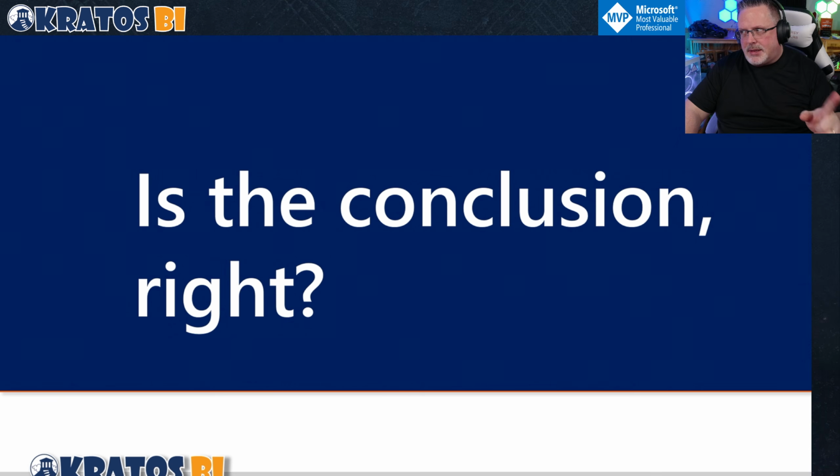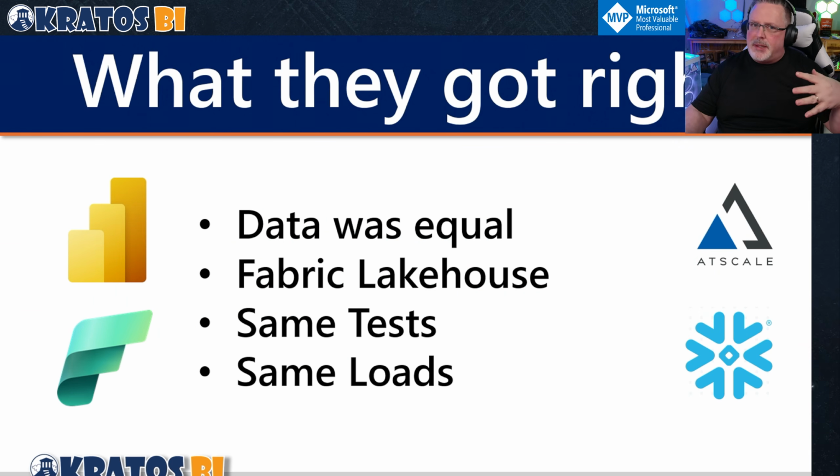Well, there's some of it that they definitely got right, right? Like, yes, data was equal, right? That was 100% spot on. The Fabric Lakehouse was configured appropriately. That they set these things up. They didn't artificially not set up the lakehouse right. They made sure to apply the V-Order. They made sure that they evaluated cold cache versus hot cache, and they did those things, and that was very good. They did the same tests so that it was very consistent in what they were testing out between the environments, and they did the same loads.